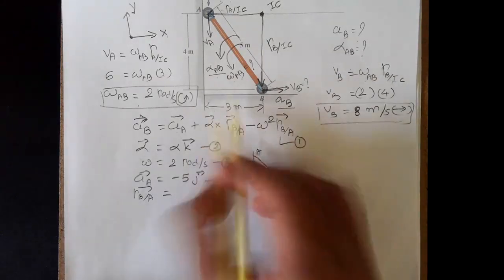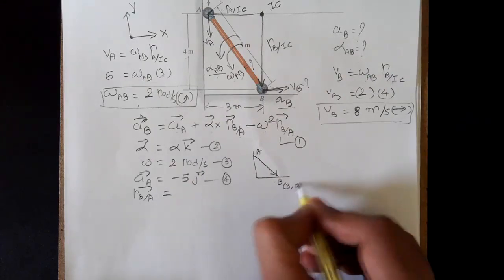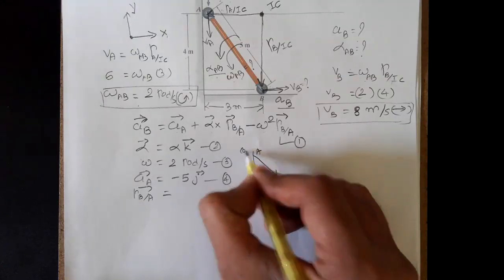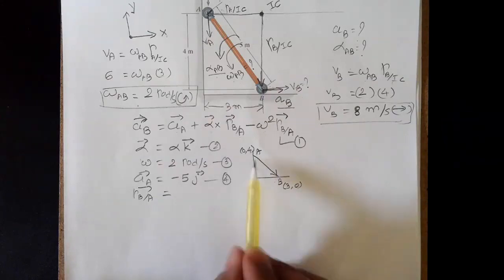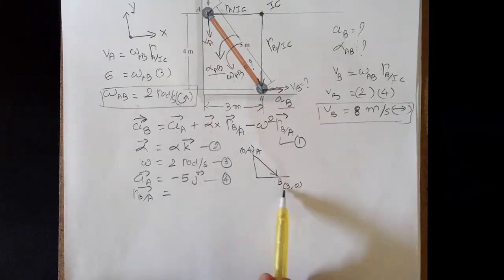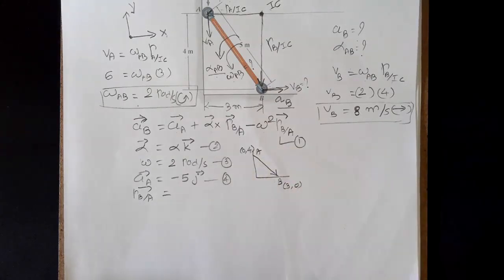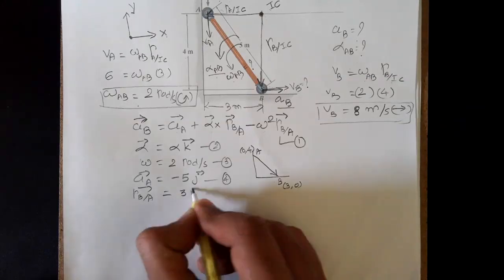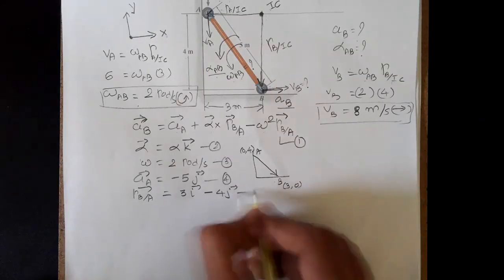Now based on the given dimensions, we know that this coordinate is 3 in x and 0 in y, and we know that this coordinate is 0 in x and 4 in y. So we can find out the position vector from A to B by subtracting the coordinates of tail from head and just applying respective i and j coordinates to it. So this position vector is 3i minus 4j. Okay, and that's our equation 5.